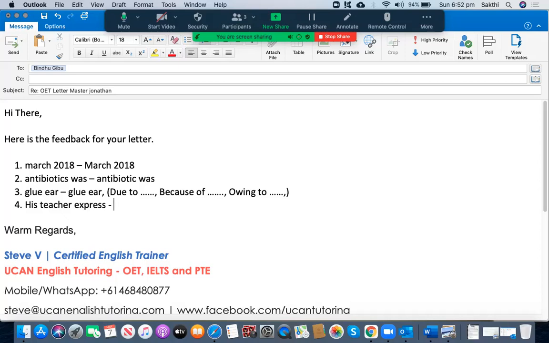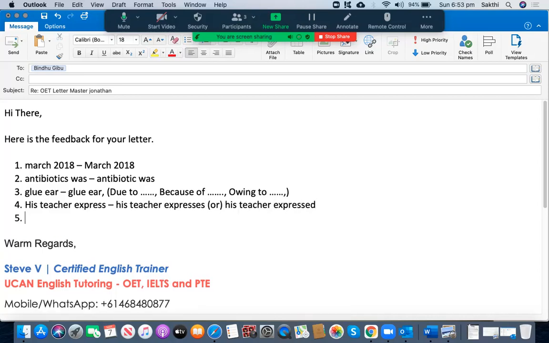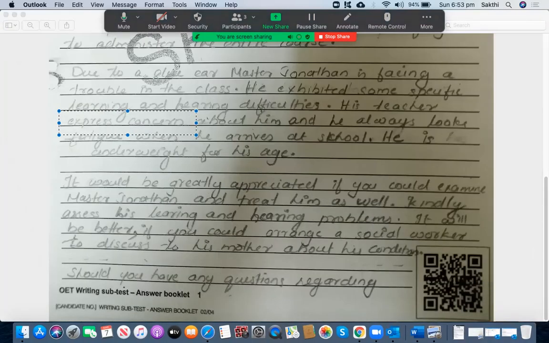In the present tense, you can use "his teacher expresses". Otherwise, if you want to use the past tense, then you have to say "his teacher expressed". Do you know what I mean? And "express" is incorrect. Express cannot go with that. For he, she, and it, we have to use verb plus s in the present tense, not the verb only. That's wrong.